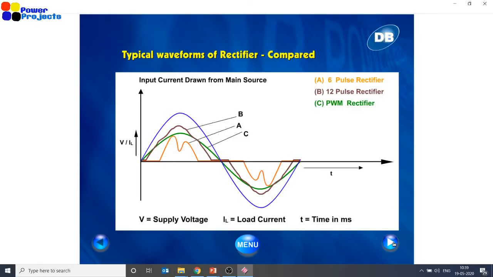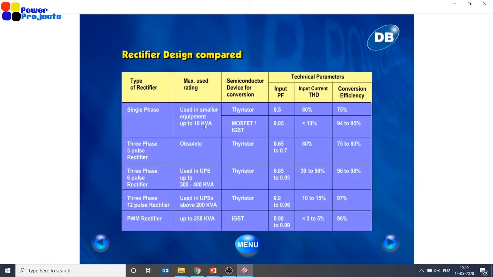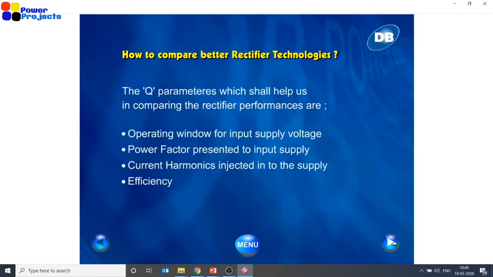from the industry. Right. So here a quick comparison: single phase, 3-phase, 6-pulse rectifier, 12-pulse rectifier, and PWM rectifier. What's the input power factor? And what's the input current total harmonic distortion, and what's the conversion efficiency? Yeah, if you are looking for some real-time data, this is real-time data from the manufacturer, right?